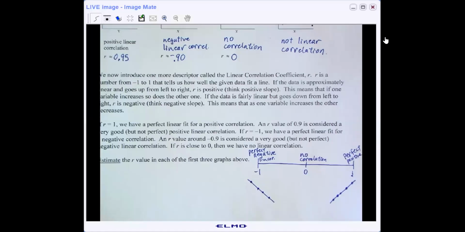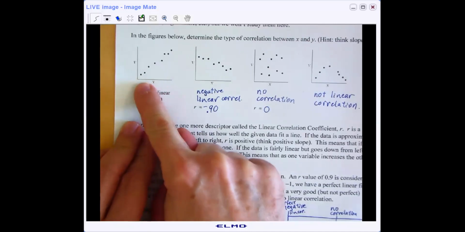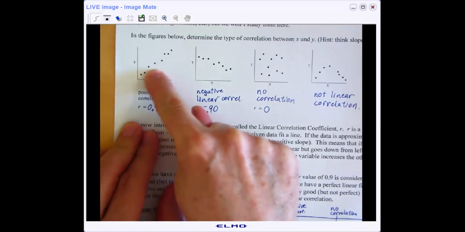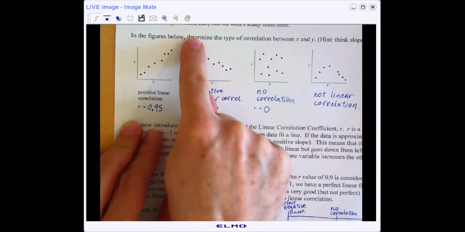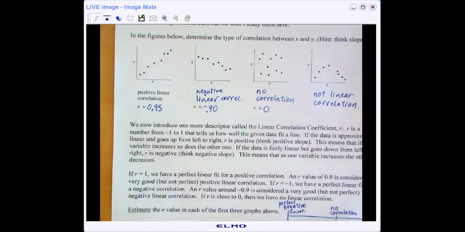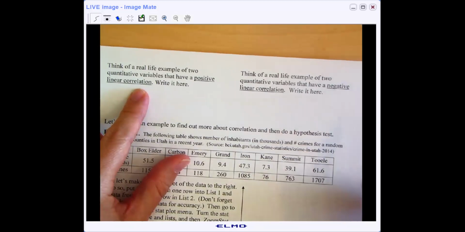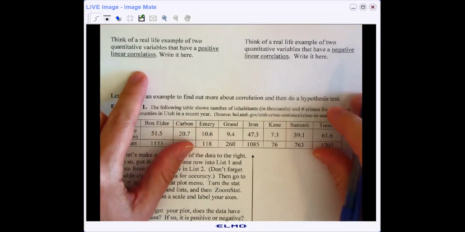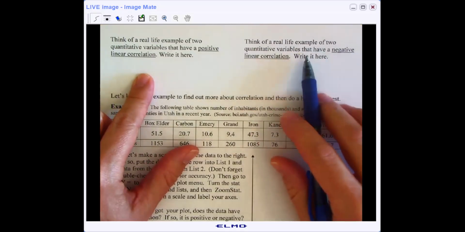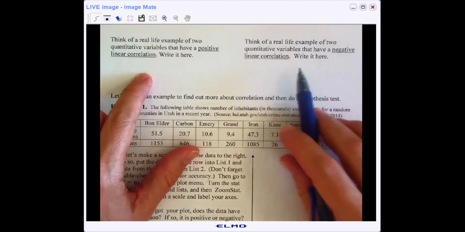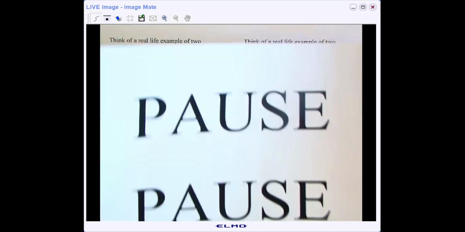Okay. Now, what I'd like you to do is think about, again, remember that positive linear correlation, as one goes up, the other one goes up in a line pattern. Negative linear correlation, as one goes up, the other one goes down in a line pattern. I want you to take a minute and think of a real-life example of two quantitative variables that have a positive linear correlation, and then write it down, and then two variables that have a negative linear correlation and write it down. So we'll pause while you do that, and there are lots of right examples.